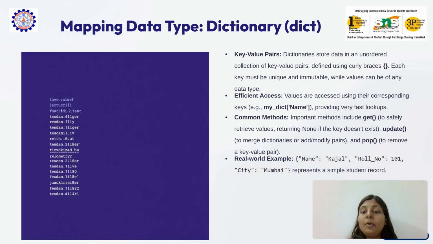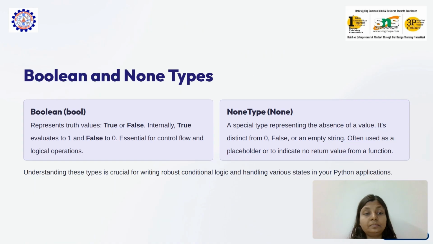Common methods: important methods include get to safely retrieve values, returning None if the key does not exist; update to merge dictionaries or add or modify pairs; and pop to remove a key value pair. Real world example: name is equal to Gajan, roll number 101, city Mumbai. These are the examples of a simple student record which comes as key value pairs.